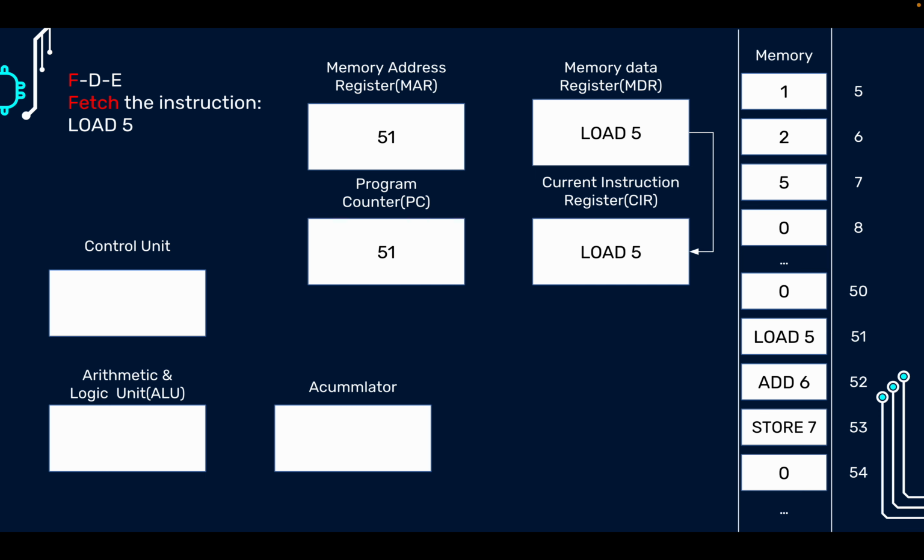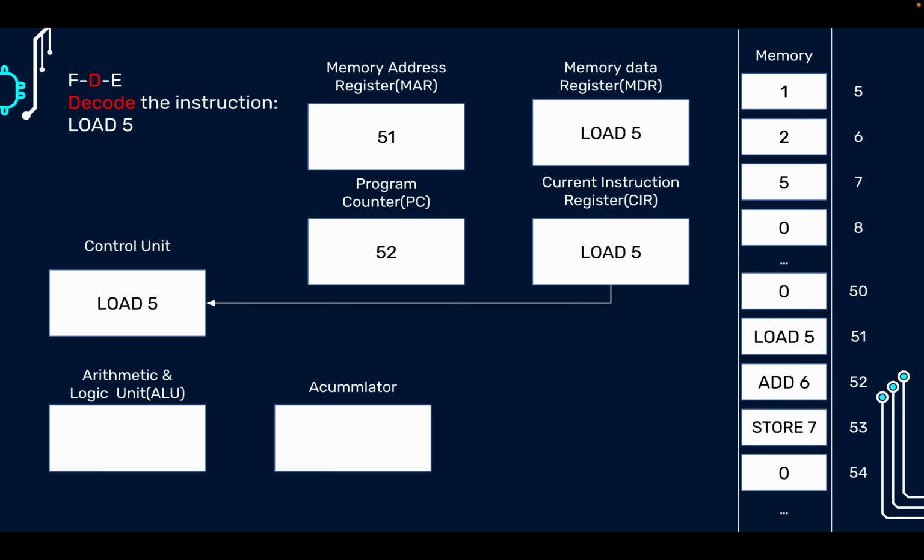And after that we're going to update our current instruction register, which is equal to our memory data register, and is both LOAD 5. And after we fetch the instruction and write it into the current instruction register, we need to update our program counter, because the program counter is used to remember the next instruction we need to execute, which stores the address of the register. So we need to add 1 to the program counter, which is 52.